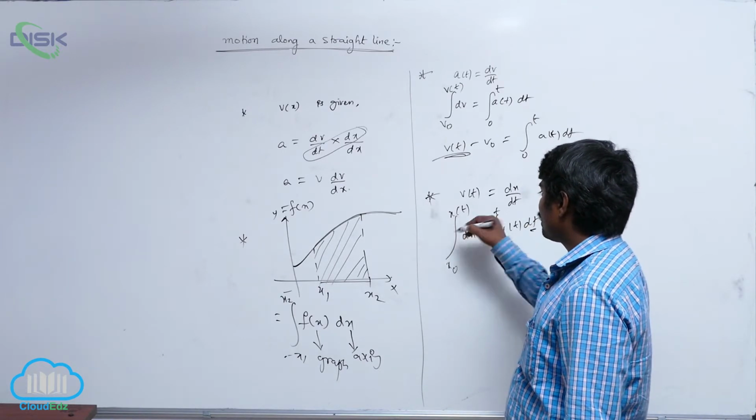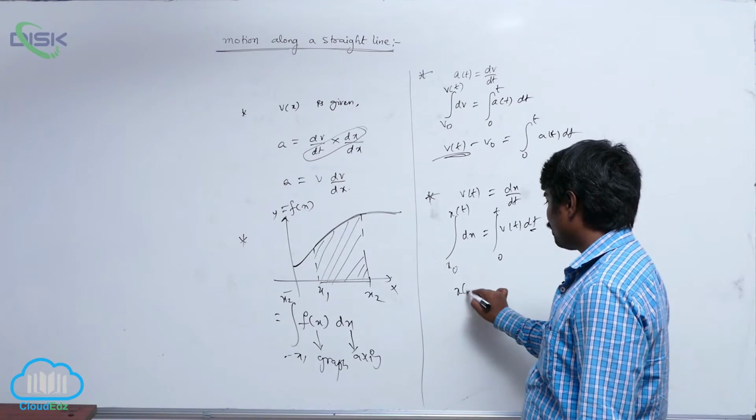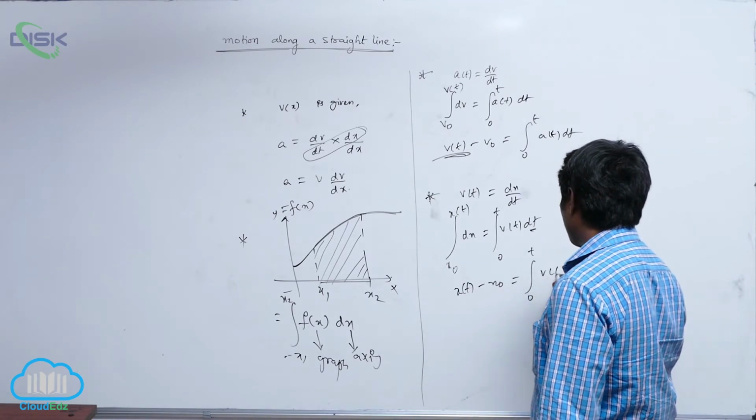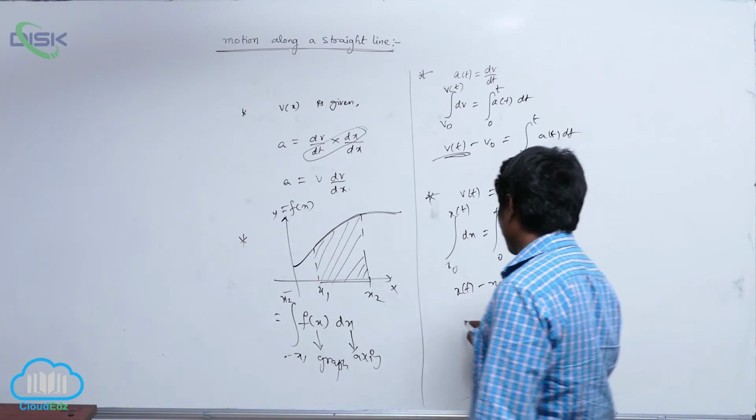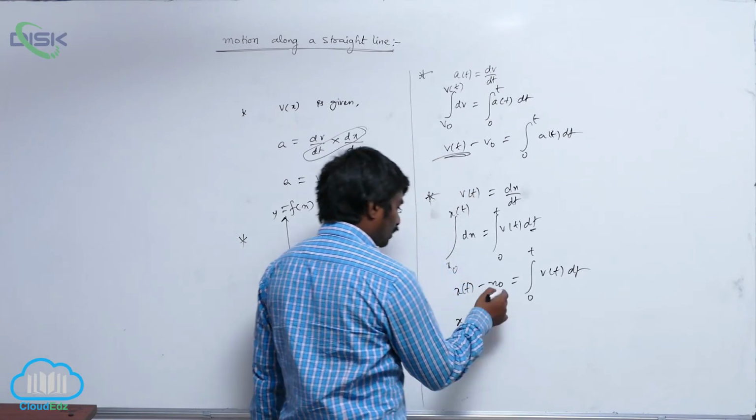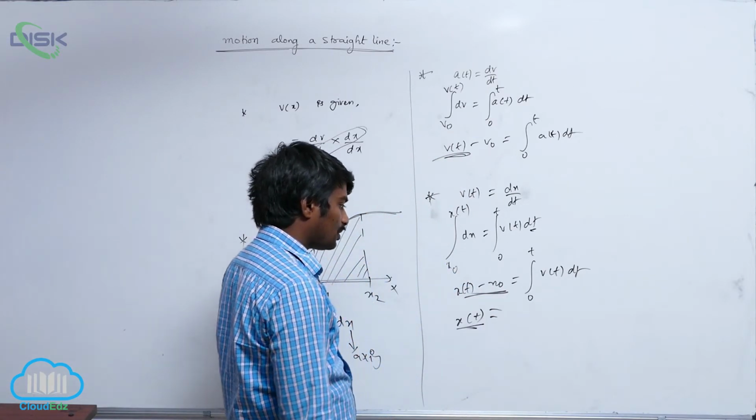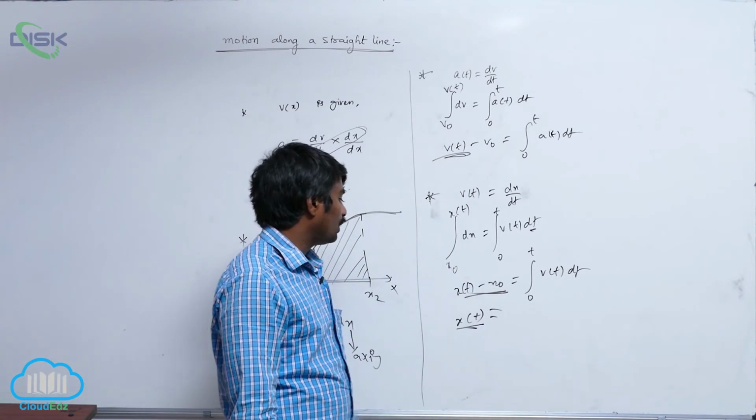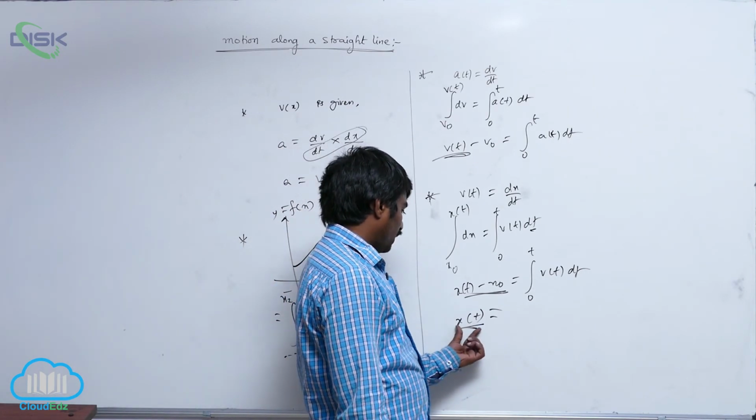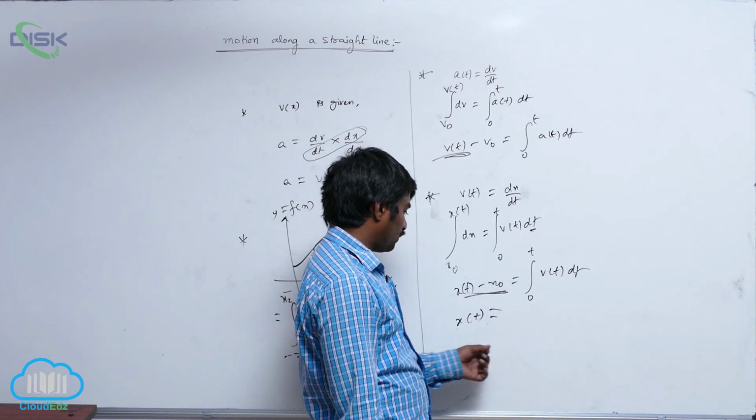and x is a function of time t. So x of t minus x0 is equal to integration 0 to t v of t dt. So you will be getting x as a function of time t. So x of t minus x0 gives you the displacement from 0 to t seconds. So you can find the position as a function of time t.